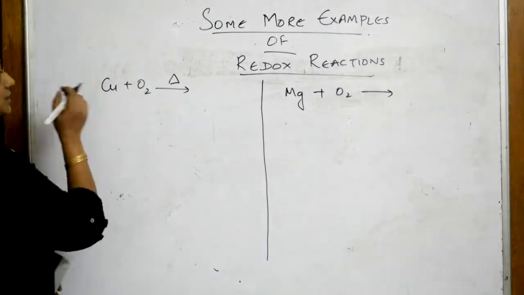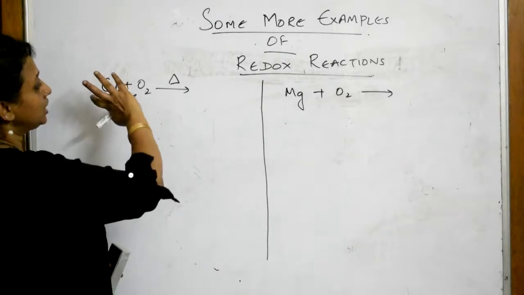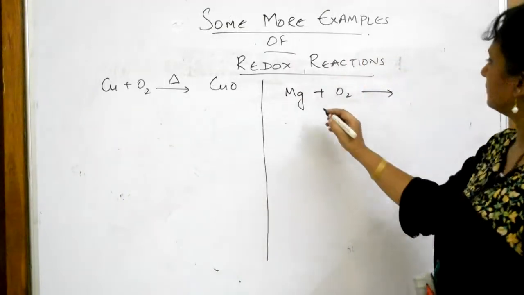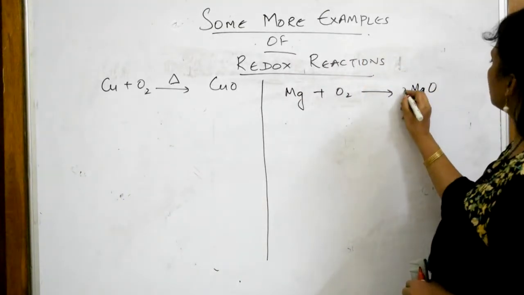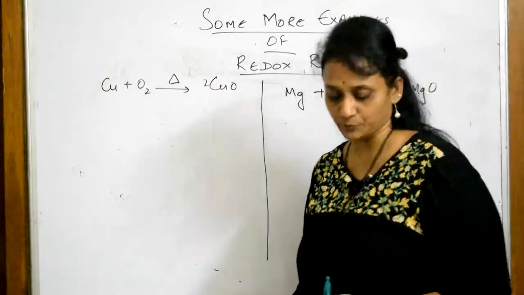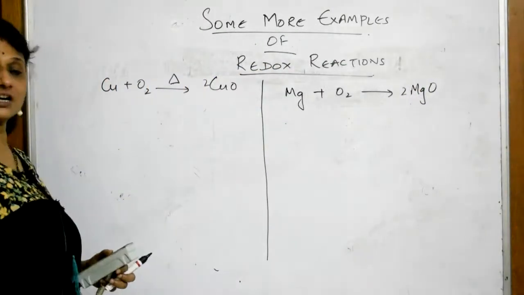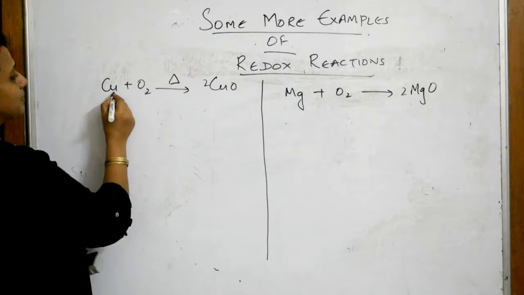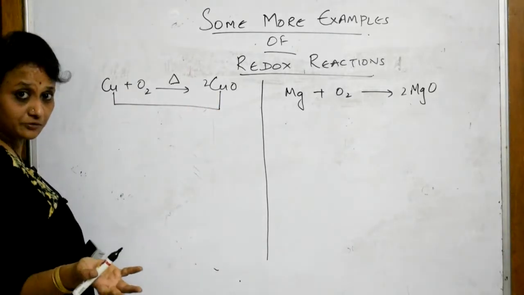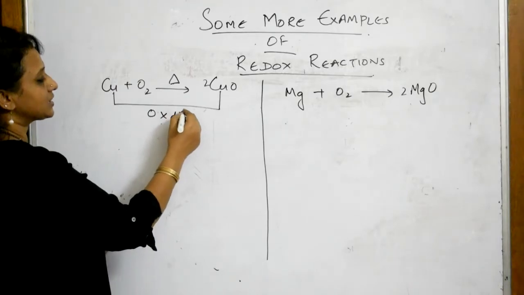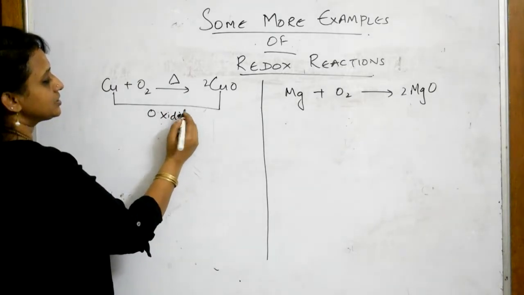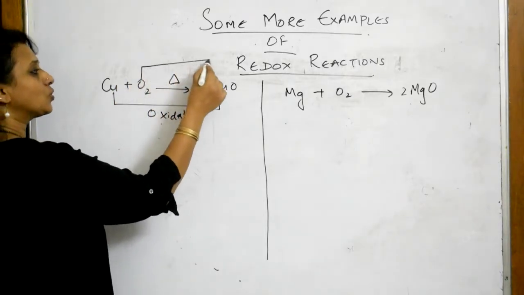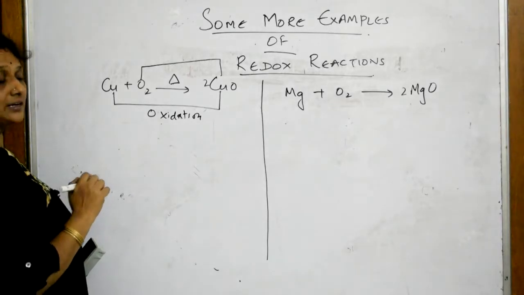Now, here we have copper plus oxygen combination. Together they form copper oxide. Second thing, magnesium plus oxygen gives magnesium oxide, 2 and 2, because oxygen valence is 2. Now here I need to write which is undergoing oxidation and which is undergoing reduction. Now see here, initially it was copper, now it has become copper oxide. So there is addition of oxygen, so this is an oxidation reaction. Done. Here, what is happening to oxygen?